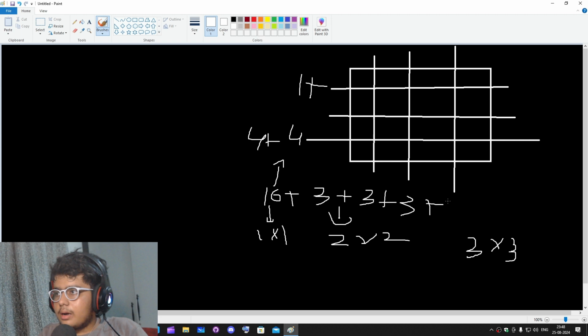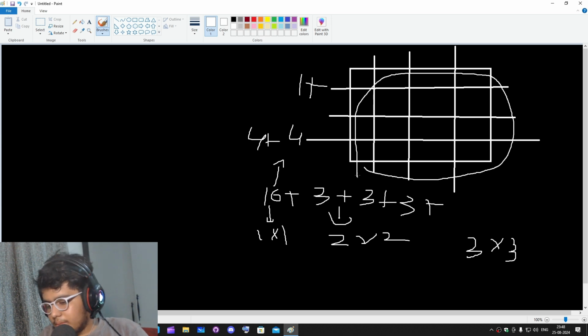So for 3 into 3 squares, 3 into 3 square means this one, this square. This for 2 3 and 4. I just hope you can see it. Okay, let me take this part.